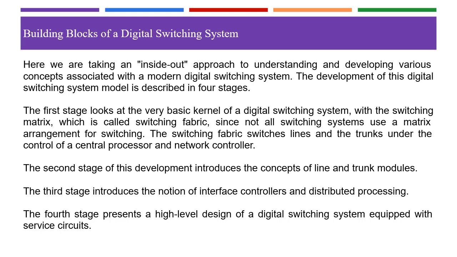The first stage looks at the very basic kernel of a digital switching system, with the switching matrix, which is called switching fabric. Since not all switching systems use a matrix arrangement for switching, the switching fabric switches lines and the trunks under the control of a central processor and network controller. The second stage of this development introduces the concepts of line and trunk modules. The third stage introduces the notion of interface controllers and distributed processing. The fourth stage presents a high-level design of a digital switching system equipped with service circuits.